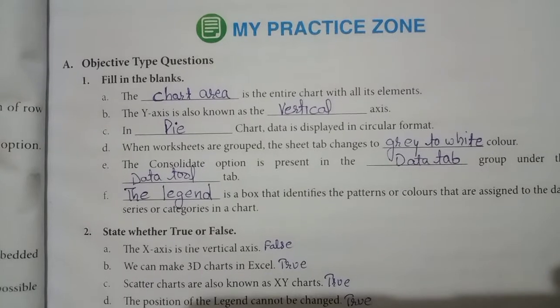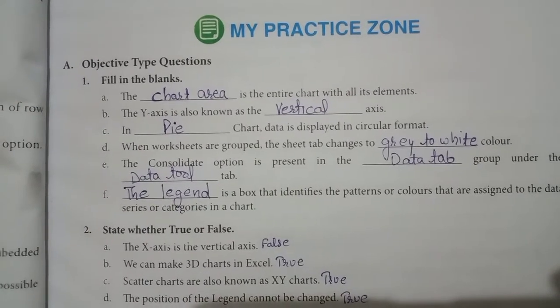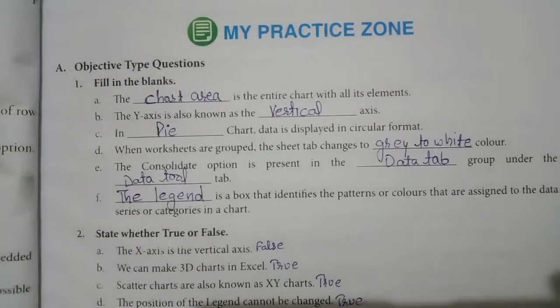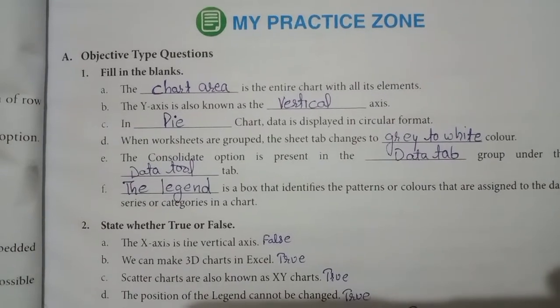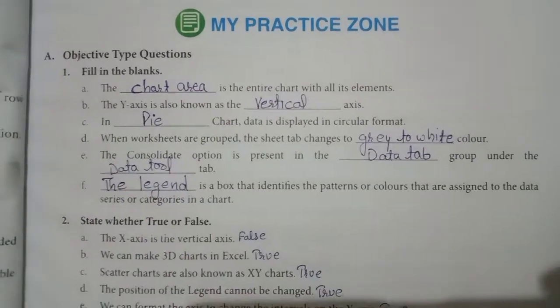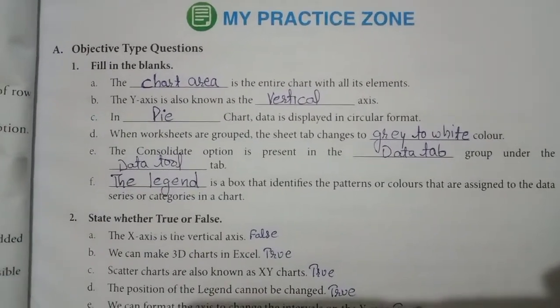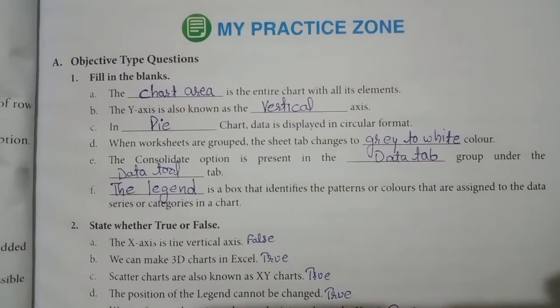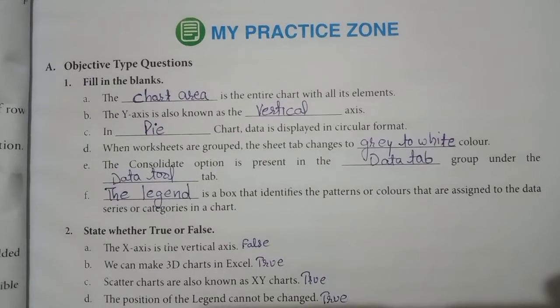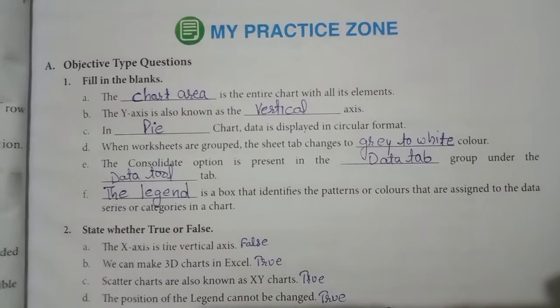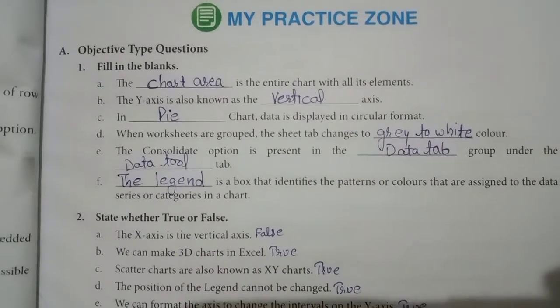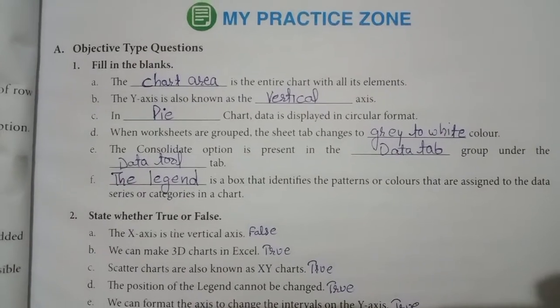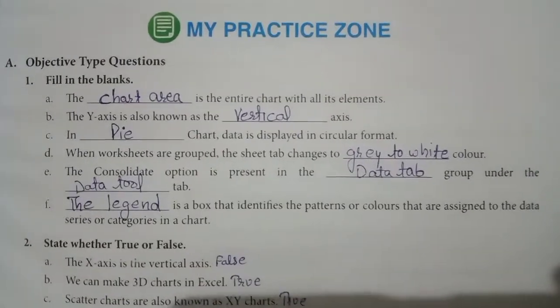I believe all of you students have done the true and false and fill in the blanks. If you have not done them, please do it in your copies. And before doing it in your copies, you have to write the name of the chapter. Then after that, you have to write the definitions. After the definitions, you have to write down the fill in the blanks. The fill in the blanks are like this.